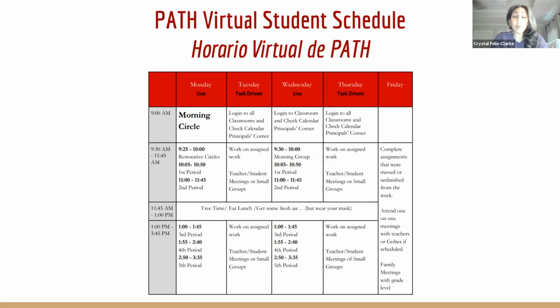The rest of the schedule is exactly the same on Mondays and Wednesdays. We start on Mondays with first period at 10:05, second period at 11. We have lunch from 11:45 to 1, and we have third period at 1, fourth period at 1:55, and fifth period at 2:50. School ends every day, Monday through Friday, at 3:35 p.m.